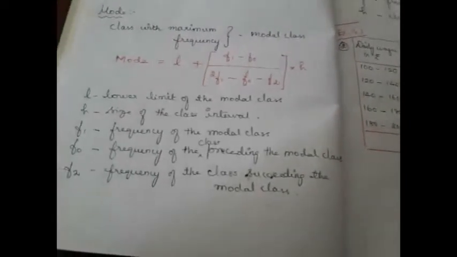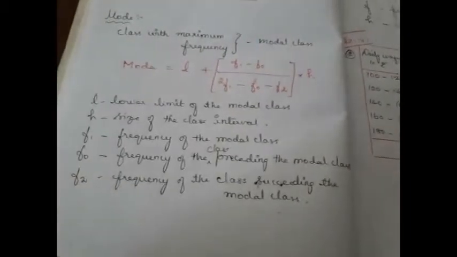So F1 is the frequency of the modal class. F0 is the frequency of the class preceding the modal class. And F2 is the frequency of the class succeeding the modal class. Alright? Once we identify all these values, we can substitute in the formula and find what is mode. That's it. Let me solve a problem for you now.